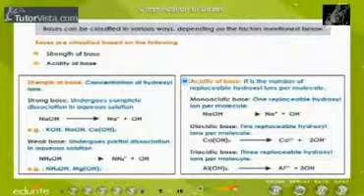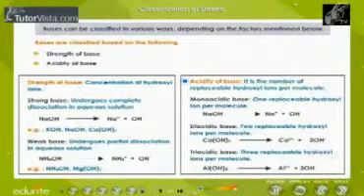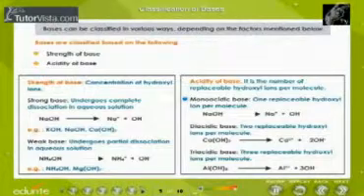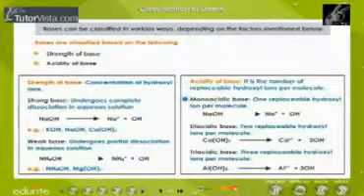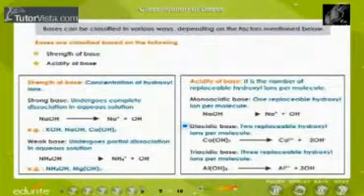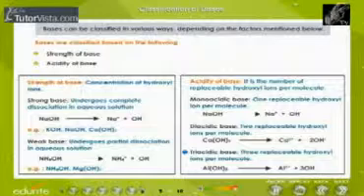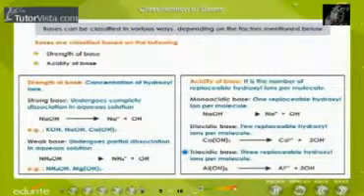Acidity of base. Acidity of base is the number of replaceable hydroxyl ions. A monoacidic base has 1 replaceable hydroxyl ion. A diacidic base has 2 replaceable hydroxyl ions. And a triacidic base has 3 replaceable hydroxyl ions.